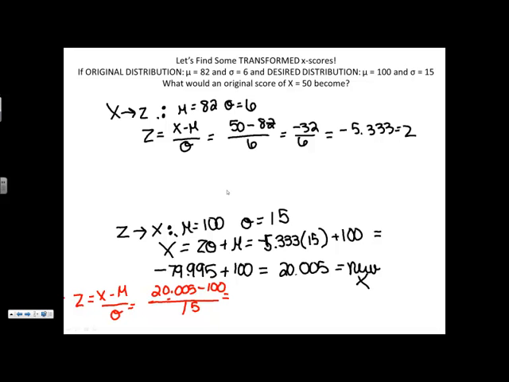And 20 minus 100 is roughly negative 80. Divide that by 15, and we get negative 5.333. So this score is still 5.333 standard deviations below the mean, just like this one was in the original distribution.